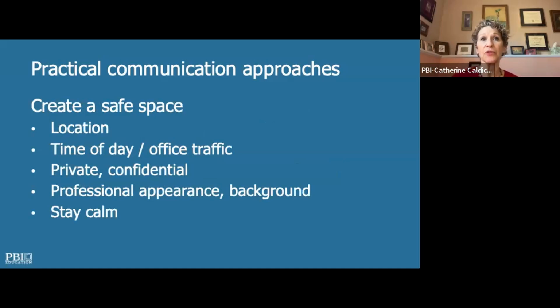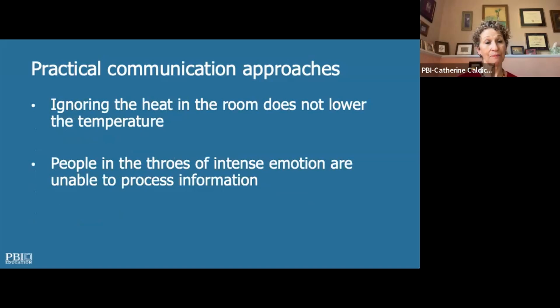Now, this applies to both in-person and virtual meetings. Create a safe space. So consider the location. Is it on your turf or on their turf? What's the time of day? Are you looking at your watch because you have another meeting to get to? Are they looking at their watch because they have to get back into the office? Is there a lot of office traffic? Is that going to be noisy? Make sure you have a private and a confidential space. Make sure your appearance is professional, and especially if it's virtual, make sure your background is professional. And by all means, stay calm. This is why you need to stay calm, because ignoring the heat in the room does not lower the temperature. And people in the throes of intense emotion are unable to process information.